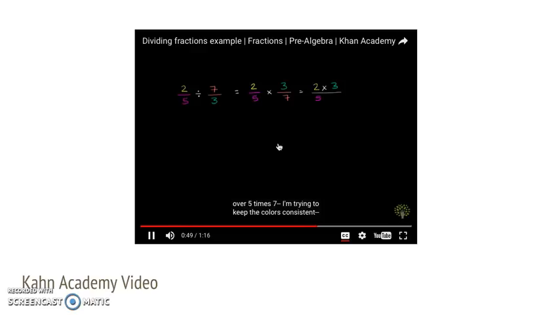5 times 7, which of course is going to be equal to, 2 times 3 is equal to 6, and 5 times 7, of course, is equal to 35. So this is equal to 6/35.